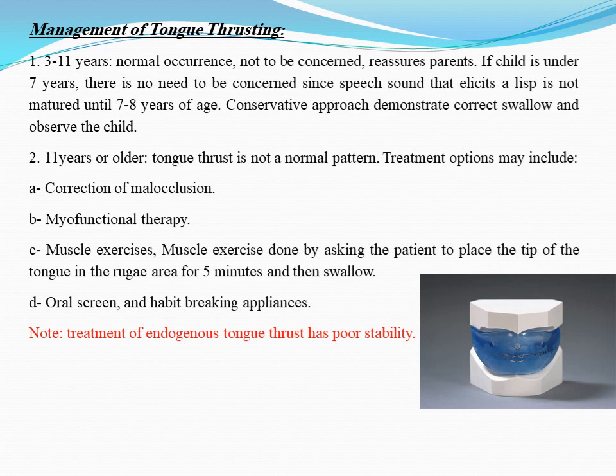Number 3, muscle exercisers. Muscle exercise is done by asking the patient to place the tip of his tongue in the rugae area for about 5 minutes and then swallow. This process must be repeated 4 or 5 times per day. Number 4, using of oral screen or habit-breaking appliances. We must know that the treatment of the endogenous type of tongue thrusting has poor stability.